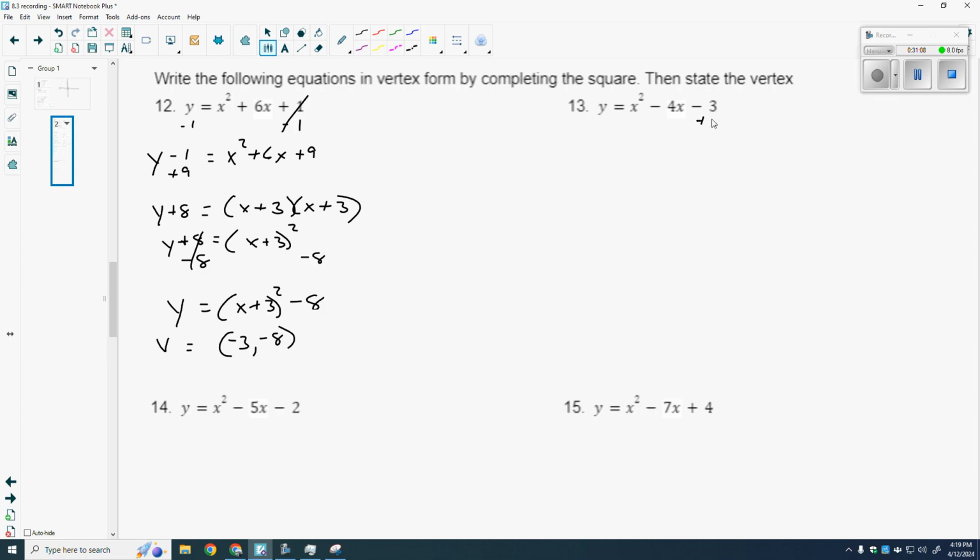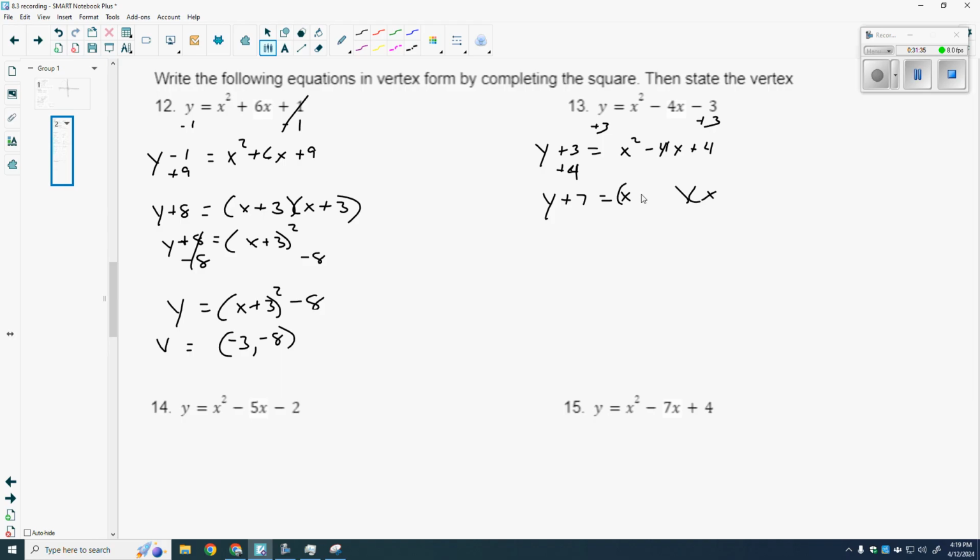Okay, first step, I'm going to add 3 to both sides because that's not the right number. And I get y plus 3 equals x squared minus 4x. Divide the coefficient of b by 2, and I get 2. And square it, and I get 4. If I add 4 here, I have to add 4 here. Left-hand side becomes a 7.